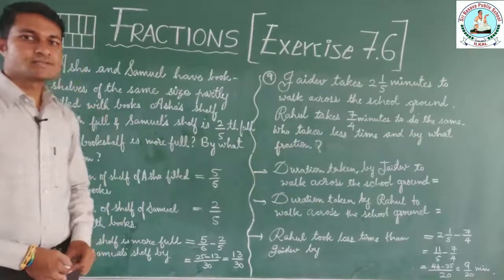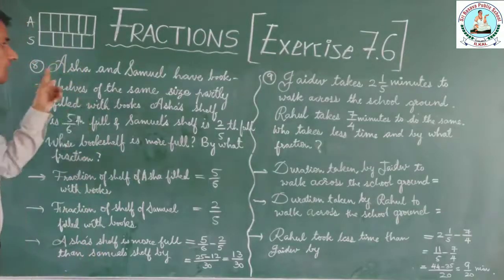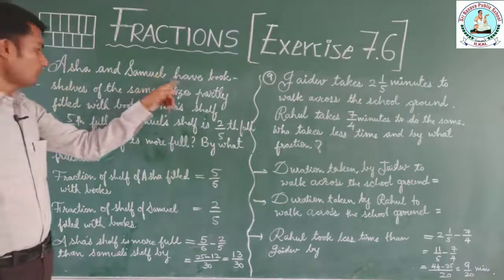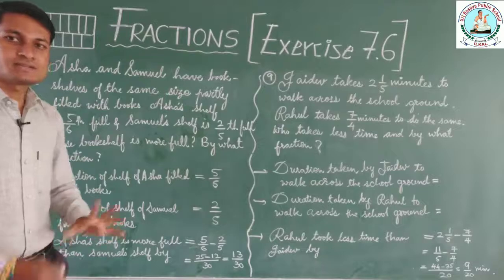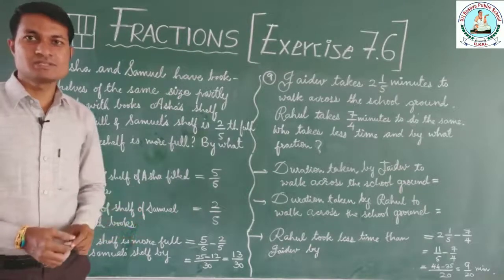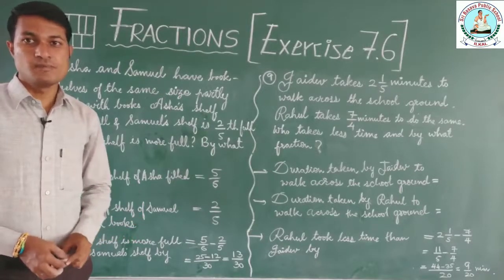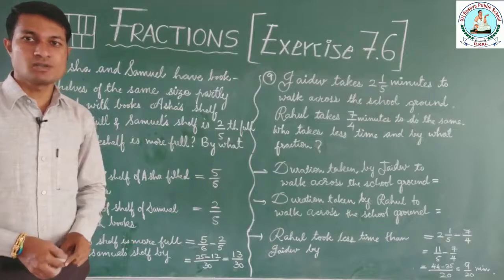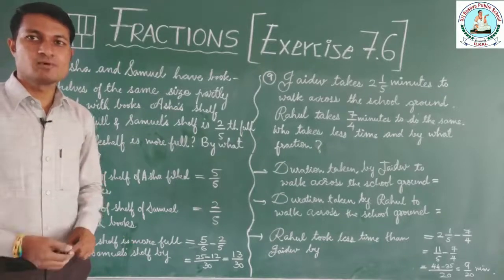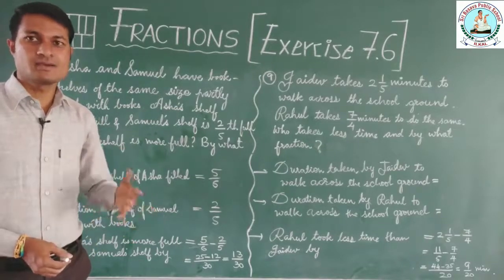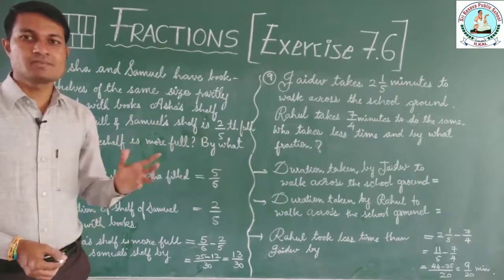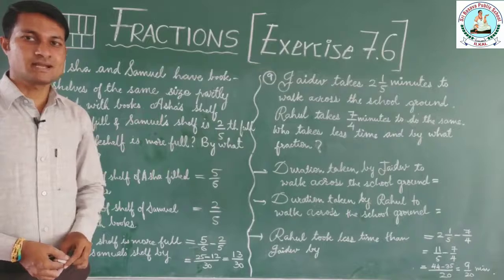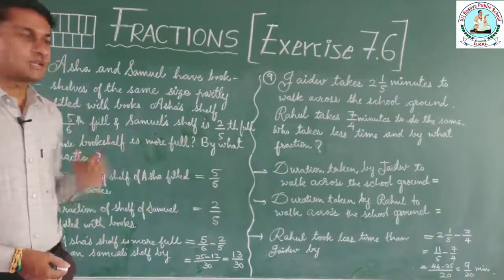Well students, let us solve the next question, that is the 8th one. Asha and Samuel have bookshelves. So what do you mean by bookshelf? So bookshelf is a shelf. A shelf is a thing which is usually made of wood and which is usually fixed on the wall. Where you can keep some books or anything, like usually such kind of shelf that you can see in the kitchen where you can keep the kitchen utensils. So that kind of wooden material is called a shelf, right?